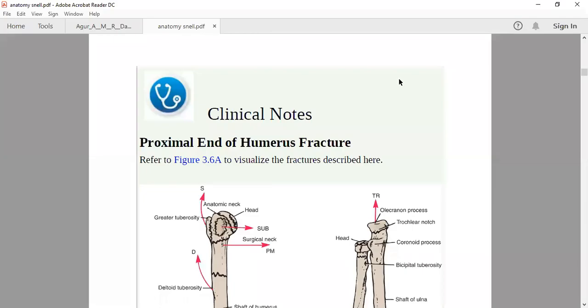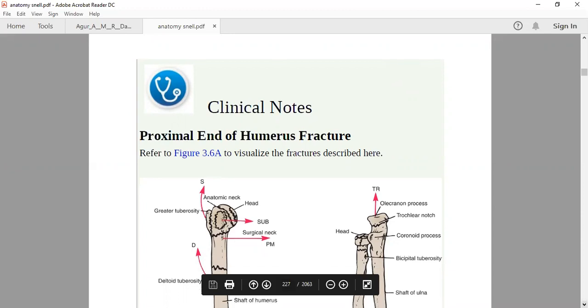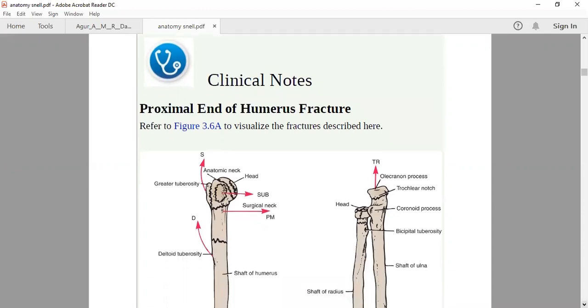Hello friends, in this video we are reading about fracture of humerus from Snell and Moore anatomy. So first of all, let's read from Snell. What is written? Proximal end of humerus fracture.